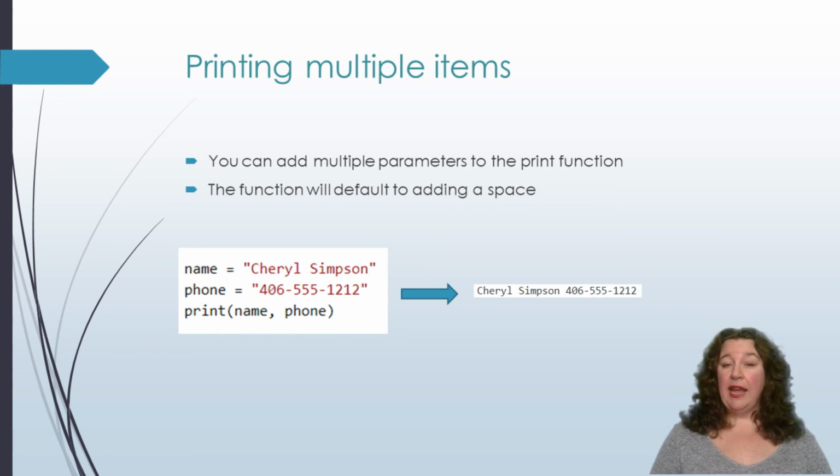Also, the default end character is a new line character. It defaults to always put a new line after each print statement. So you may have noticed when we did our printing before that we did print name, print address, print city, state, zip, and it put them all on separate lines. That's because the default end character of a print statement is always a new line.